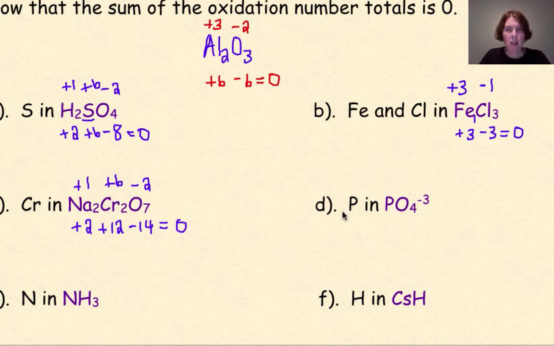Now let's look at a polyatomic ion. This is a situation where it's not going to equal 0. In this case, our overall charge is going to be -3. So I have PO4 -3. I'm going to start with oxygen because I know that oxygen is going to be -2. So -2 times 4 gives me -8. My overall charge is -3. Therefore, the only number this could be is +5. So phosphorus has to be +5, because +5 minus 8 gives me -3.